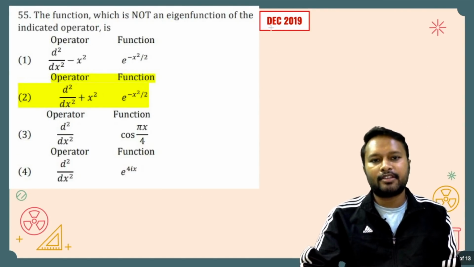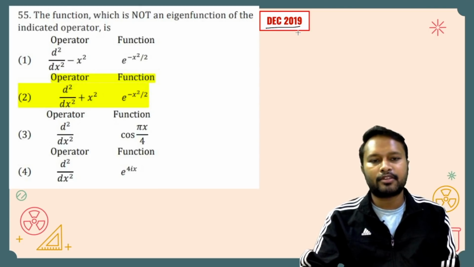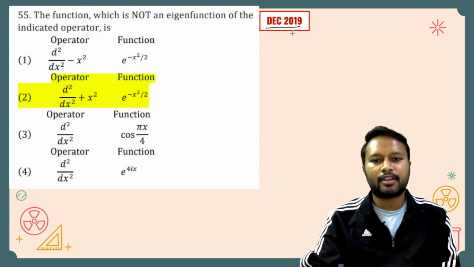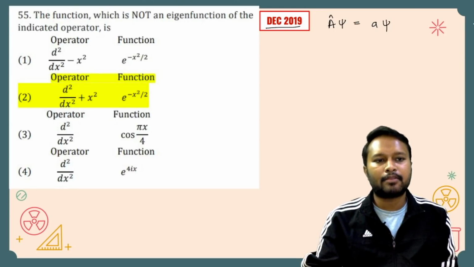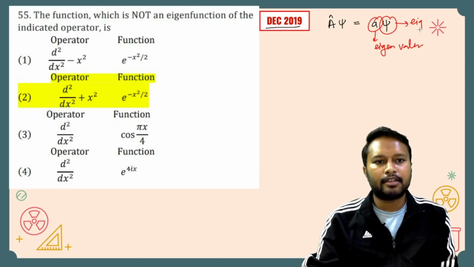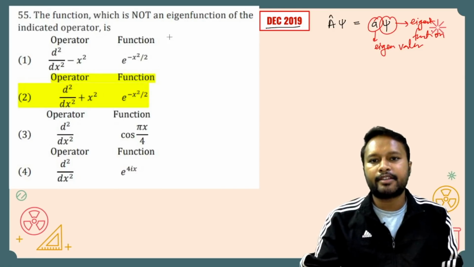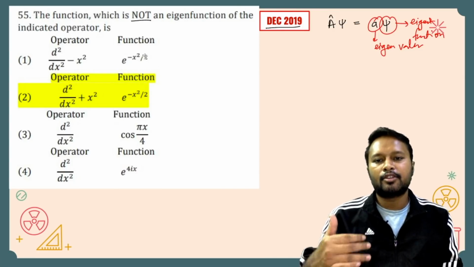Alright, the next question which was asked in CSIR December 2019 is basically the easiest question based upon your eigenvalue and eigenfunction concept. You know that if you have an operator A, and you operate it on a wave function, and if you get that wave function back along with some constant, this particular constant is called the eigenvalue, and this psi is called the eigenfunction. This you should know. Now based upon that we'll try to see. It says which is not an eigenfunction, so you have to keep on operating.